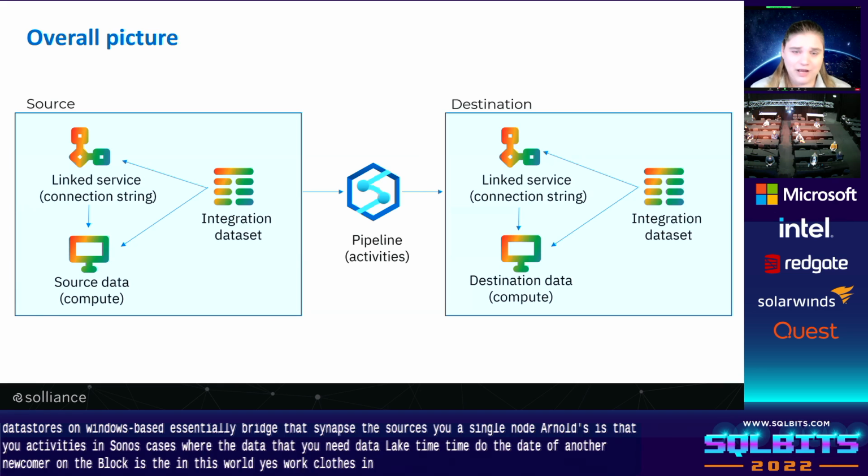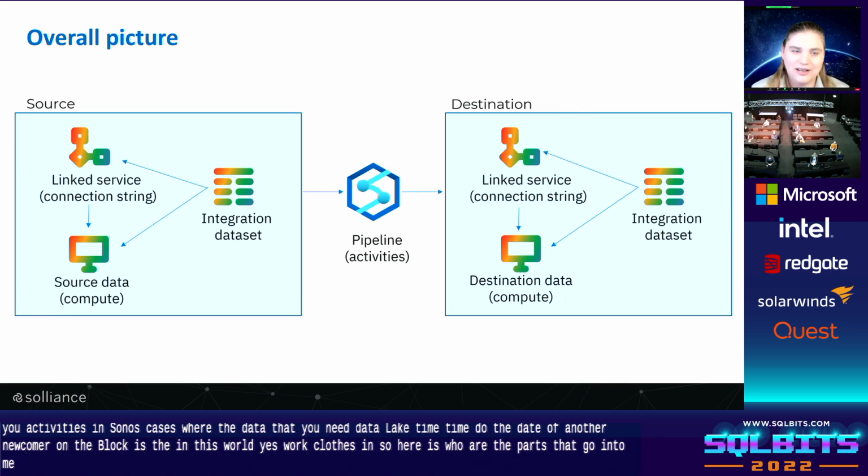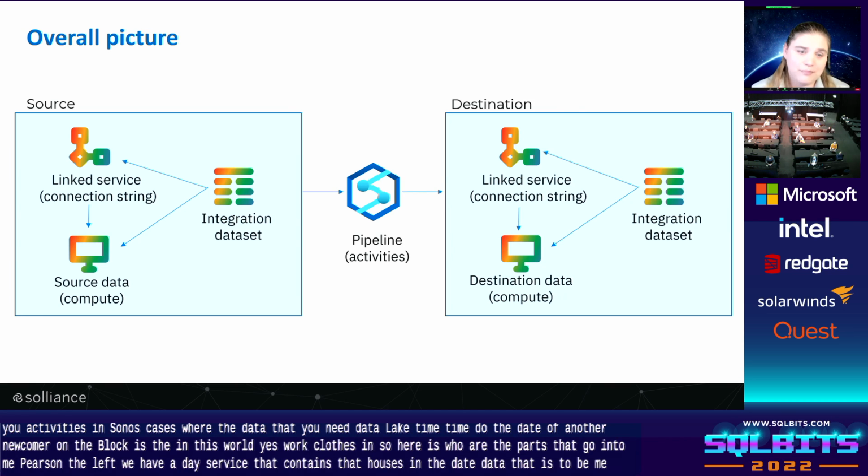So I am a big fan of visuals. Here is a very, very general view of the parts that go into moving data from a source to a destination via a Synapse pipeline. On the left, we have a data set that includes a reference to a linked service that contains connection information for the source compute that houses the data. The data set also contains specifics on the data that is to be moved via the pipeline.